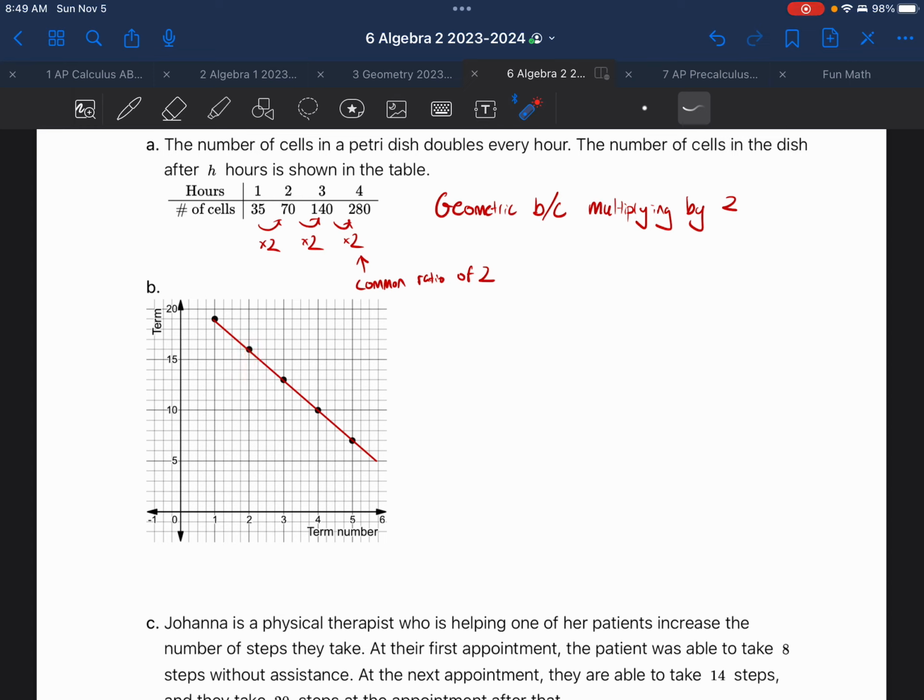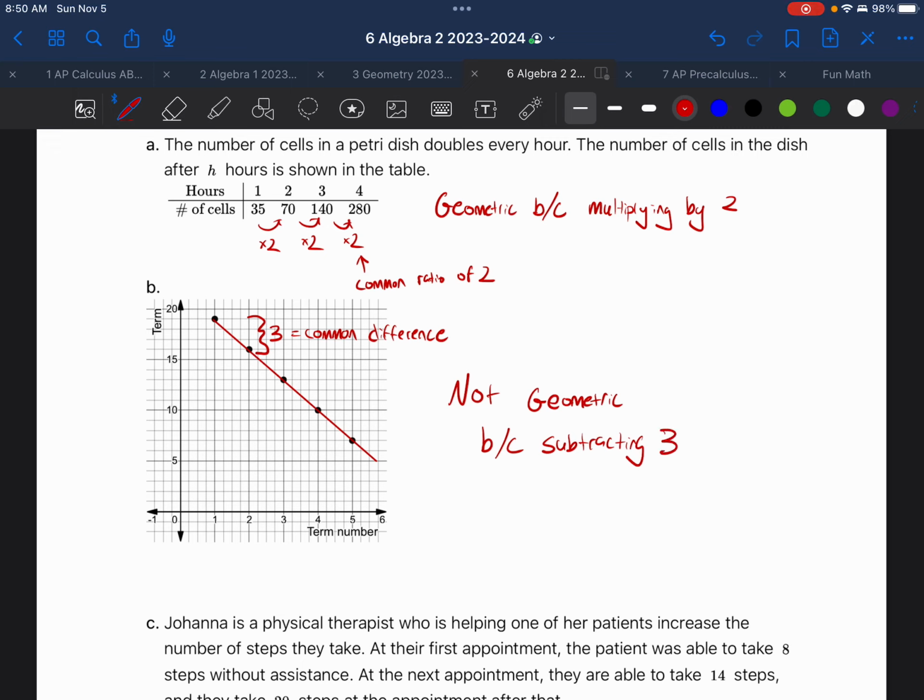Yeah, so this one, we can go ahead and write this on here. This distance right here is 3, and that is a common, not a ratio, but a common difference. Instead of multiplying or dividing, I'm adding or subtracting. In this case, I'm going down 3, so I'm subtracting 3. So this one is not geometric. And I'll say because subtracting 3, which is, I'll be extra studious here, which is a common difference.